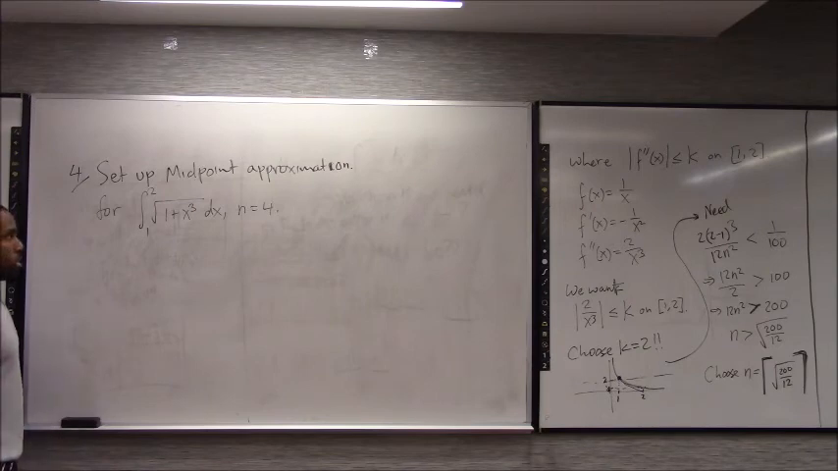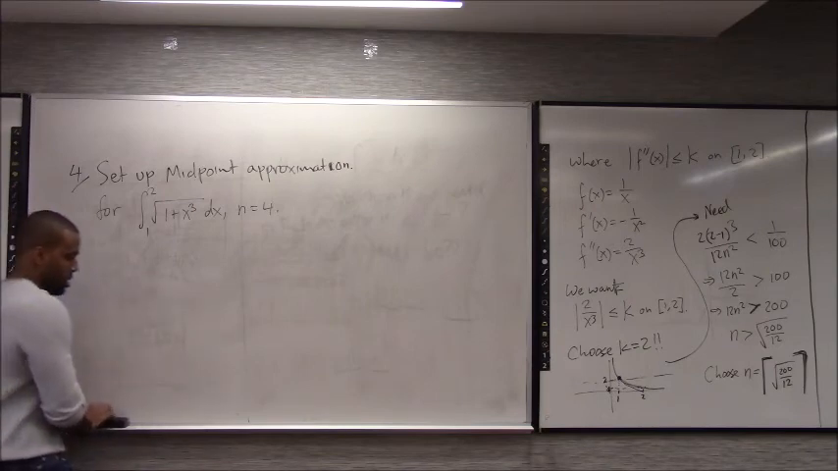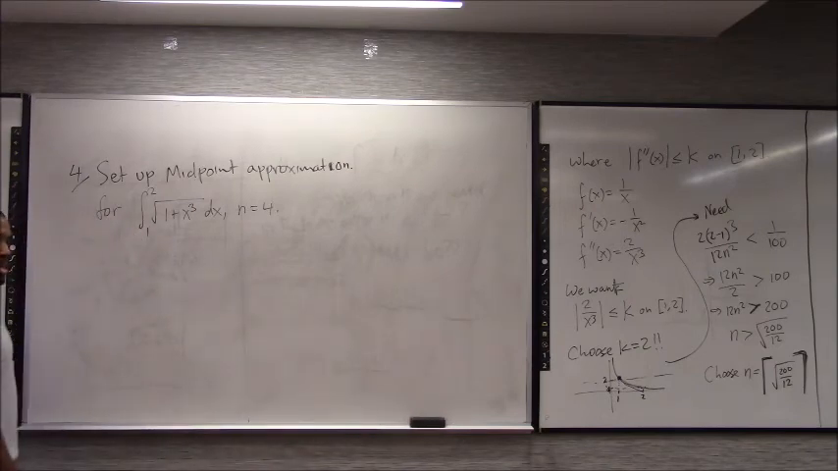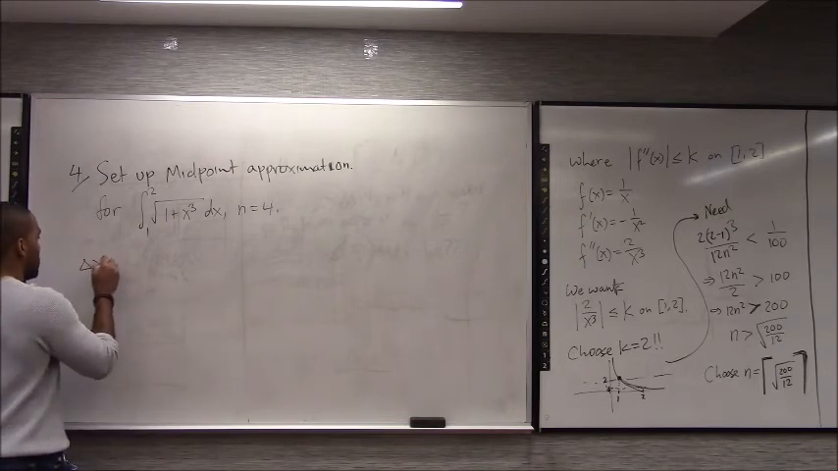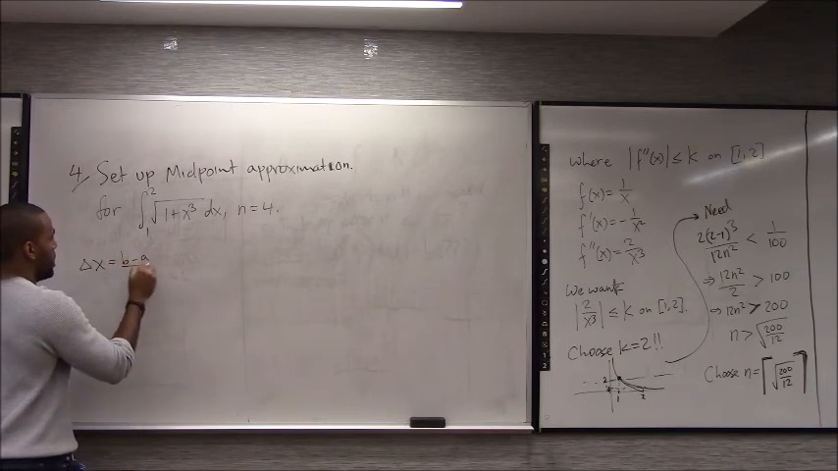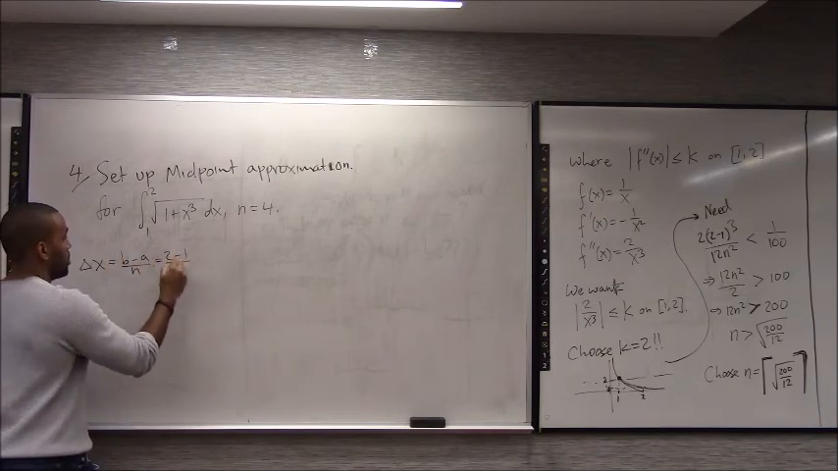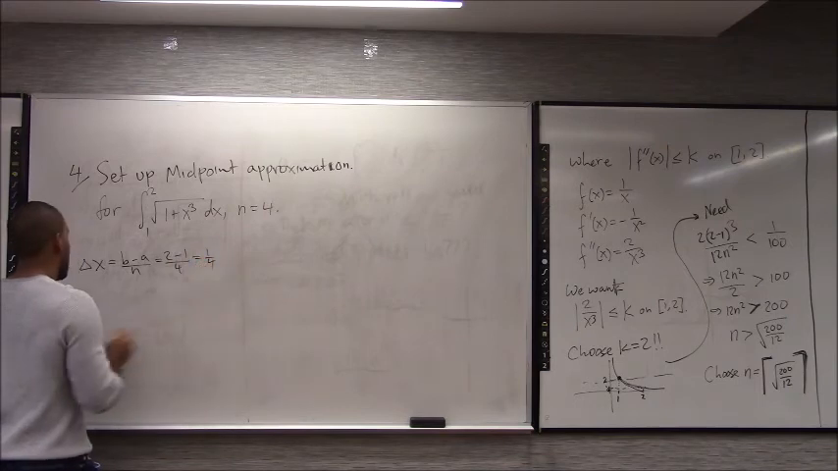Now there's a guy that's super hard to integrate. Don't really have a way to integrate that. Maybe you do, but I don't want to think about it. So I have a midpoint approximation for that. So first step, find your delta x. It's going to be b minus a over n, 2 minus 1 over 4, so it's a quarter.